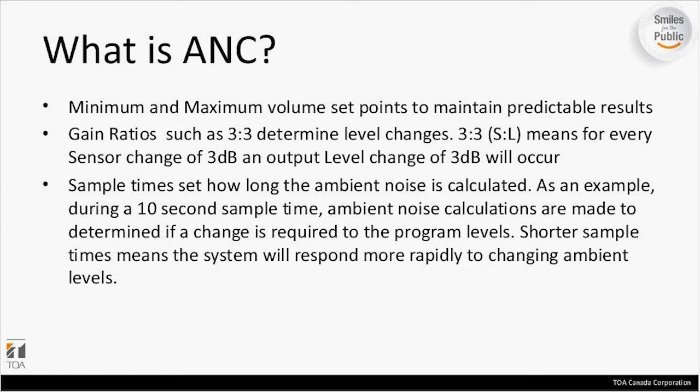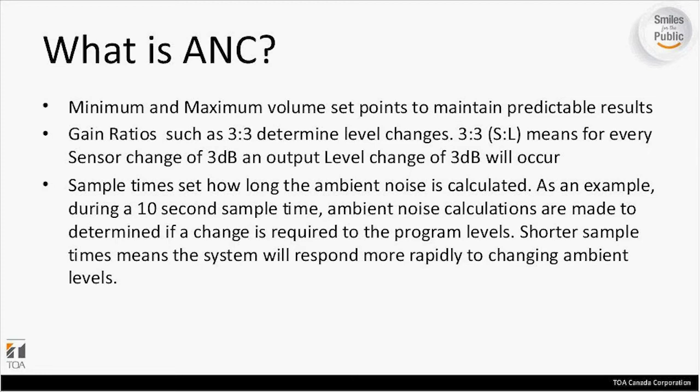If we look at the 3:3, that's an example of a gain ratio. It means that for every sensor change of 3 dB, so we sense that the noise has gone up 3 dB, then we increase the output volume by 3 dB, so that we're always above the background noise.